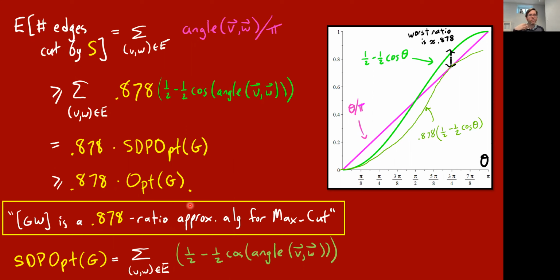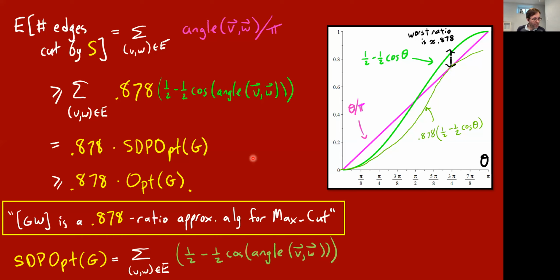Okay, and you can run this many times and take the best cut, and you'll get this to hold not just in expectation but with high probability. You can even de-randomize this using Nisan's small space generator, and some other ideas if you like. Okay, any questions about that?